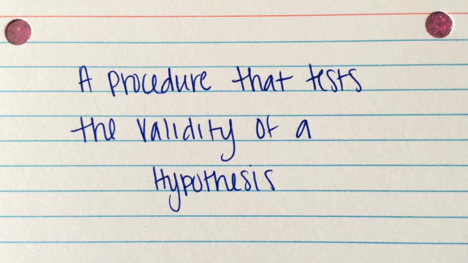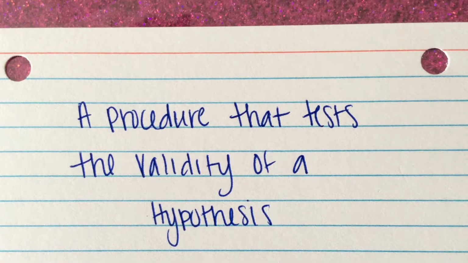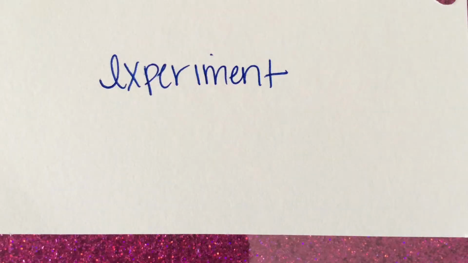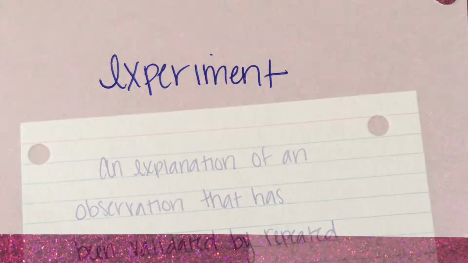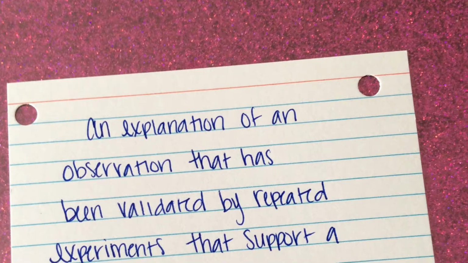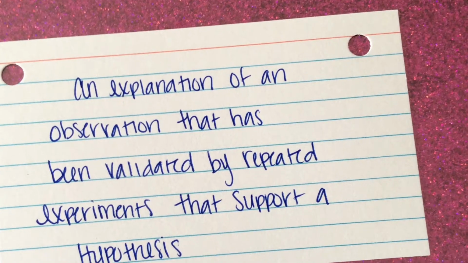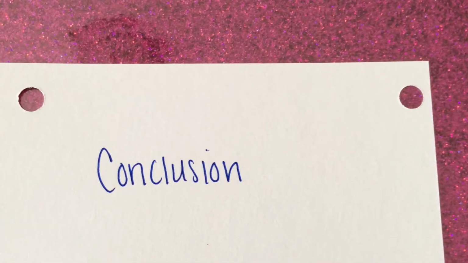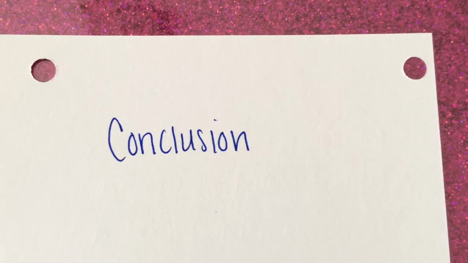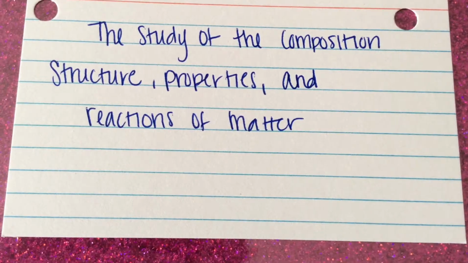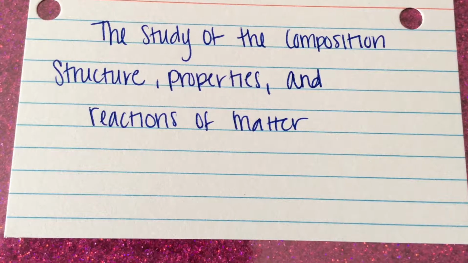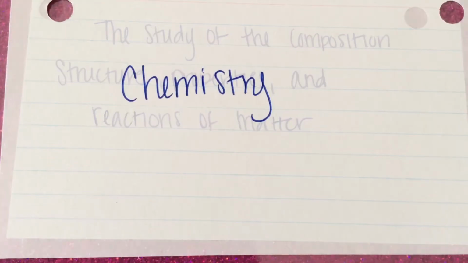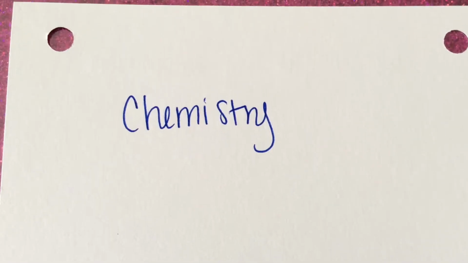A procedure that tests the validity of a hypothesis. Experiment. An explanation of an observation that has been validated by repeated experiments that support a hypothesis. Conclusion. The study of the composition, structure, properties, and reactions of matter. Chemistry.